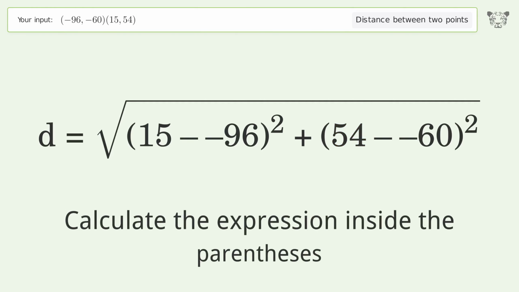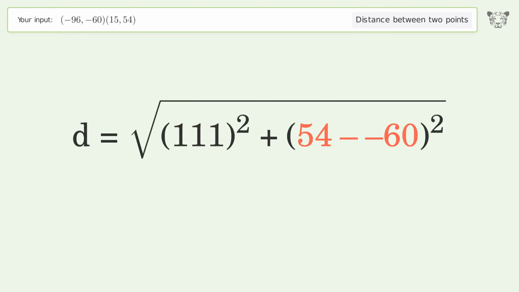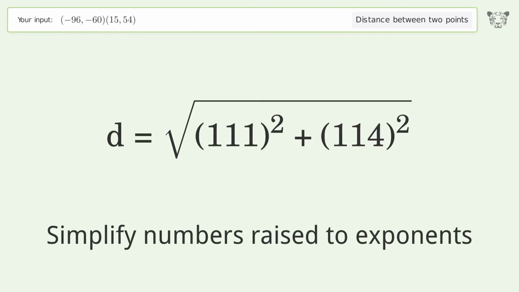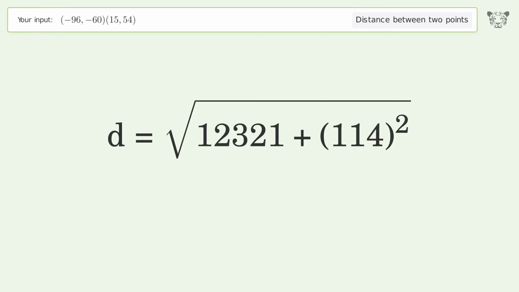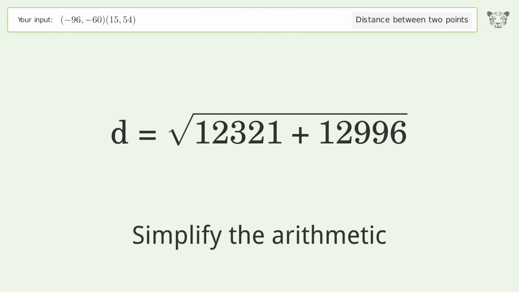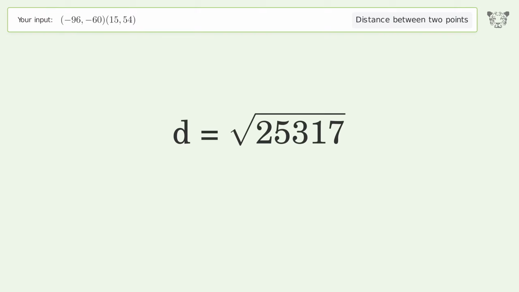Calculate the expression inside the parentheses. Simplify numbers raised to exponents. Simplify the arithmetic. And so the distance between the 2 points is the square root of 25,317, or 159.113.